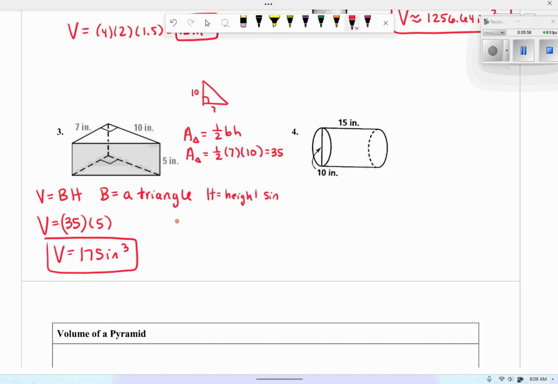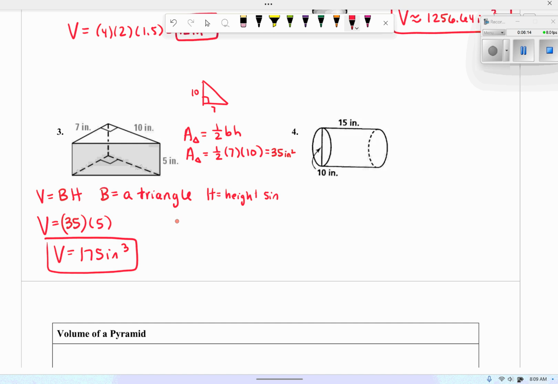Okay, so remember when you're doing area, it's squared. So like if I had the area of the triangle here, I should write this is inches squared. But when we do volume, again, it's cubic. So then looking at number 4, this is again a cylinder.